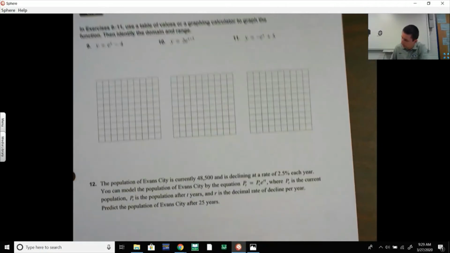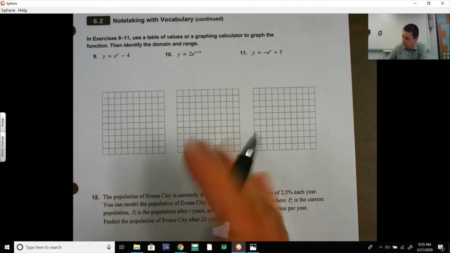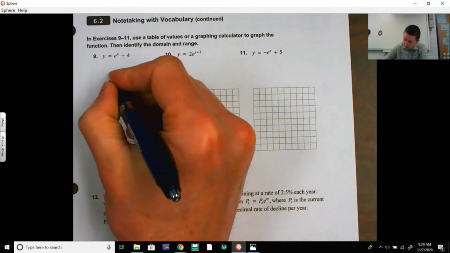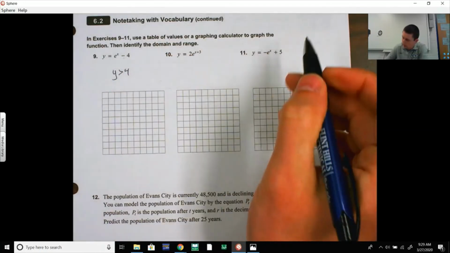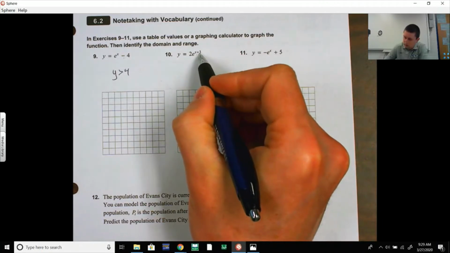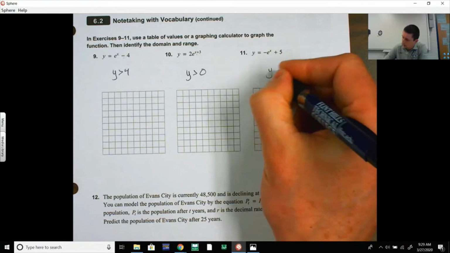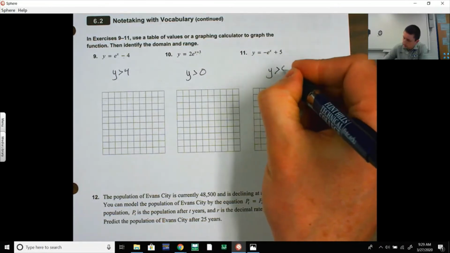Domain and ranges stay the same. We won't have any of those questions. Remember, this function has been translated 4 units down, so your range would be y is greater than 4. This one's been shifted 3 units left, so your range would be y is greater than 0, and y is greater than 5.